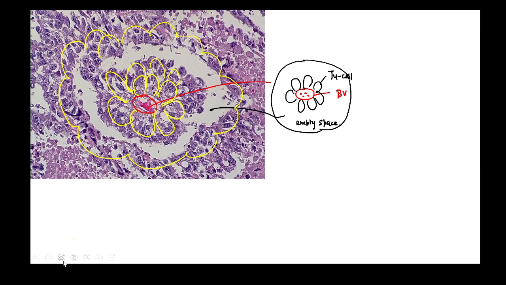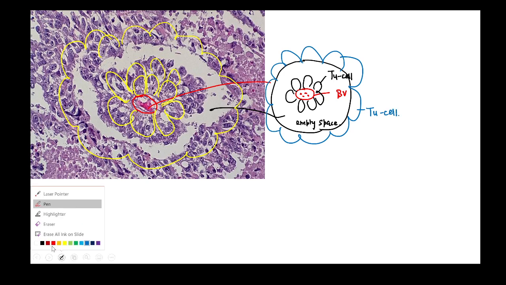So the same thing I'm going to show you here also. Empty space, and they are again covered by tumor cells, right? So overall in this picture what we are observing is a blood vessel covered by tumor cells, enclosed in a cystic space which is again covered by tumor cells.